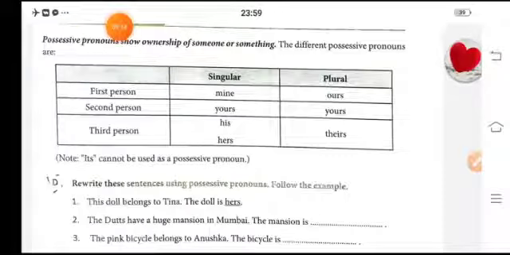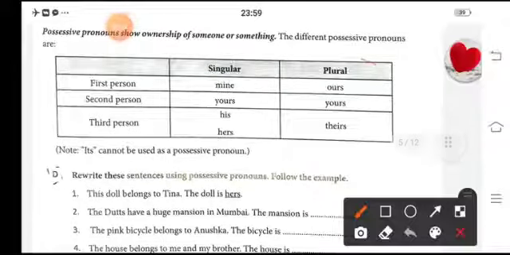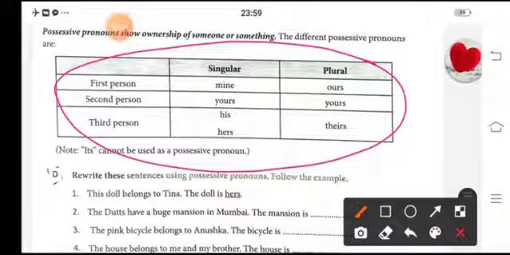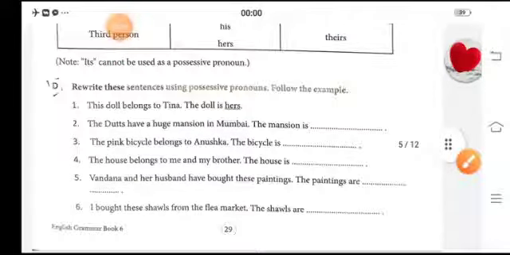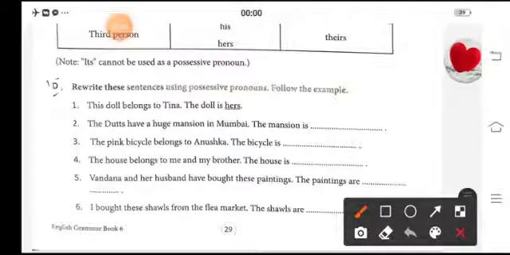Now, possessive pronouns. A possessive pronoun shows ownership of someone or something. For example, here you can see first person mine, plural is ours. Second person yours, plural is yours. Third person his, hers, its, theirs. Now, this doll belongs to Tina. The doll is hers.